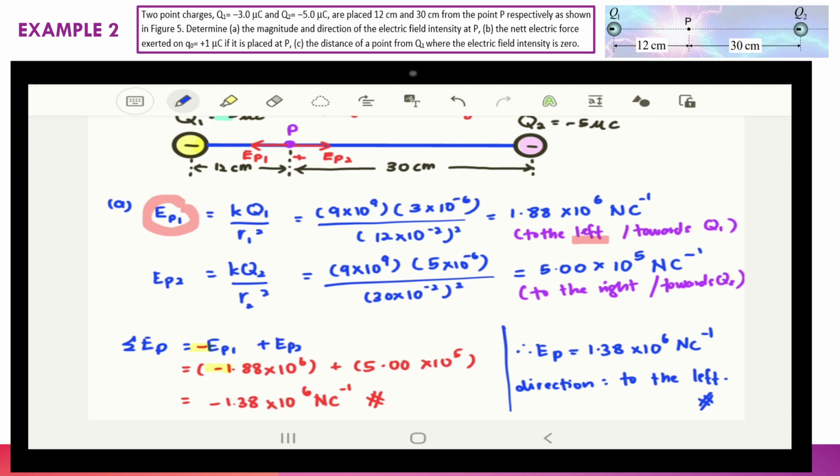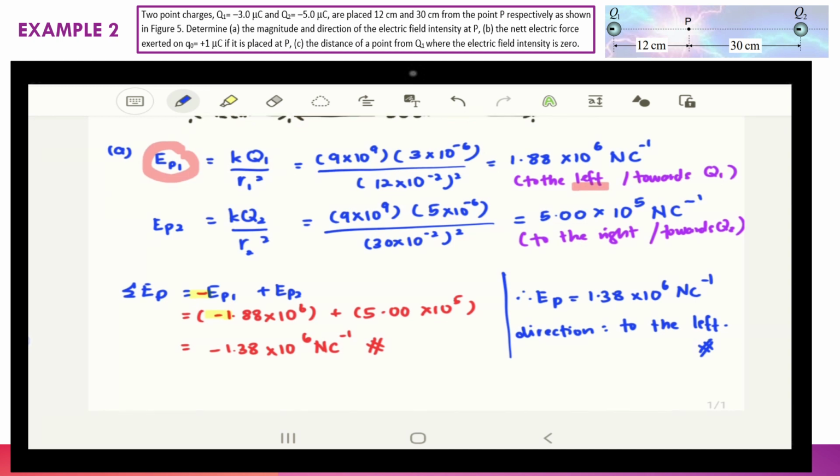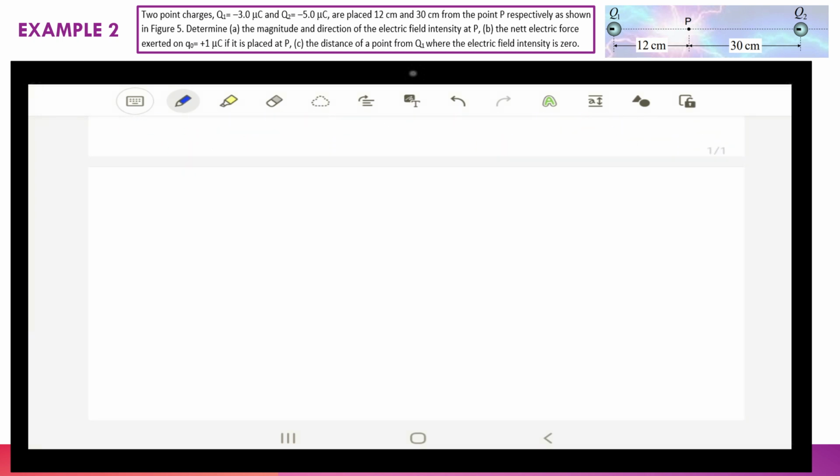We have B. For question B, we want to find the net electric force exerted on Q naught. We bring a test charge of positive 1 microcoulomb and place the test charge at point P. So what is the electric force exerted on that Q naught? As we know, we have calculated the EP, which is the electric field strength at point P just now. So it's equal to 1.38 times 10 power of 6.